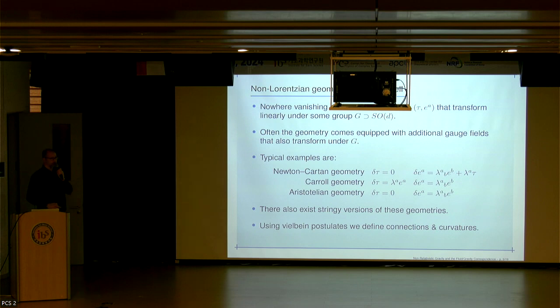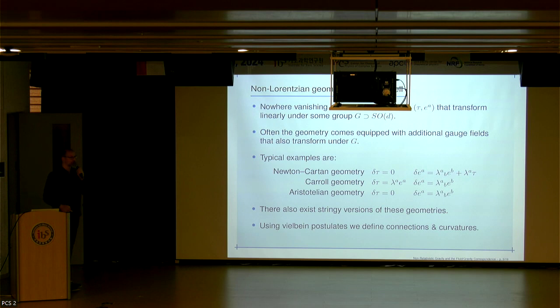But these Vielbeine do not transform under the Lorentz group. We will collect the Vielbeine in this way. Tau will be like what you would normally call a timelike Vielbein, and then the E's will be all your spatial Vielbeine, as many as you have spatial dimensions. And they will transform in some linear representation of some group G.